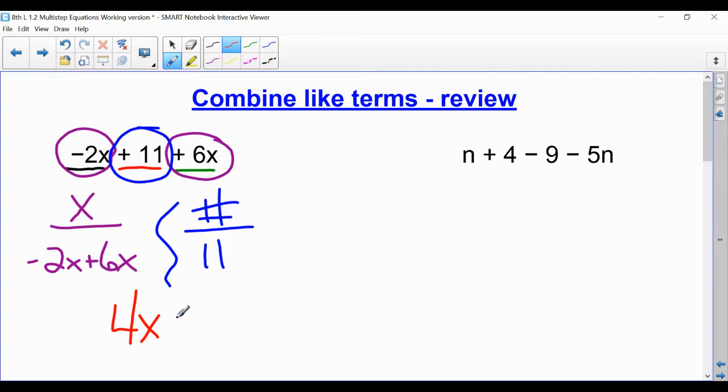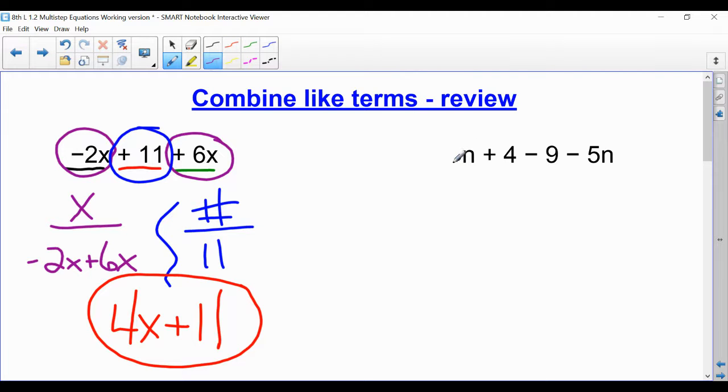This squiggly line in the middle is my plus sign, and then on this side, I have an 11. I cannot combine anymore because those are not like terms. One has an X, one does not have an X. That's like apples and oranges. So we just leave it like it is and circle our final answer.